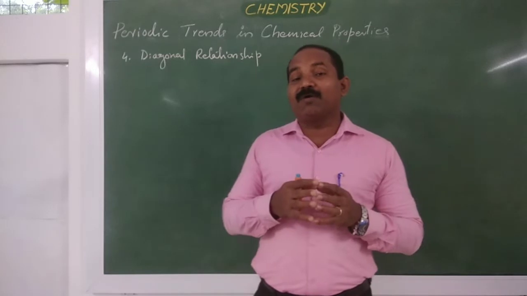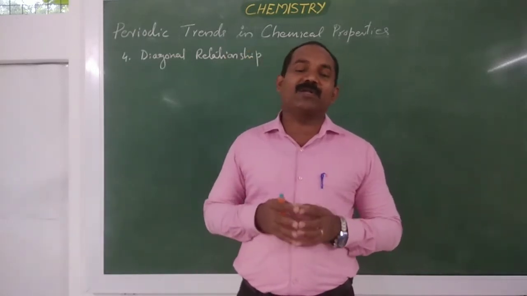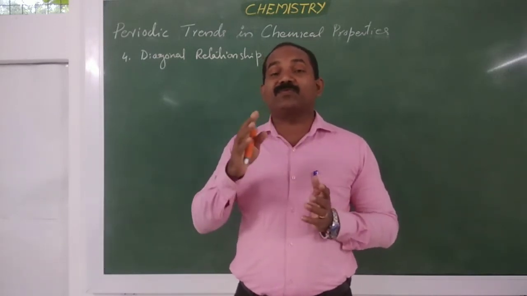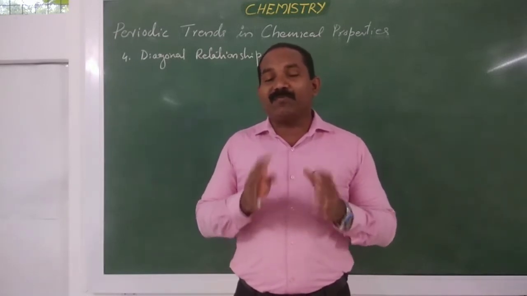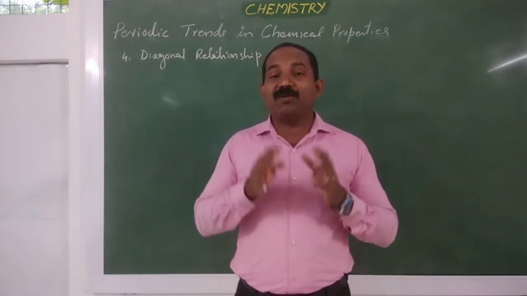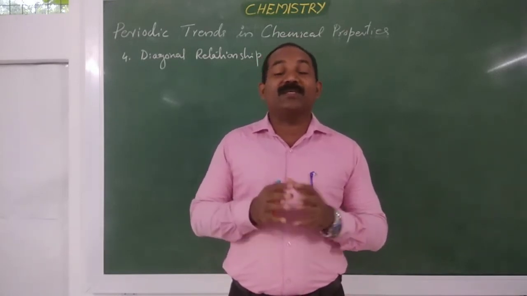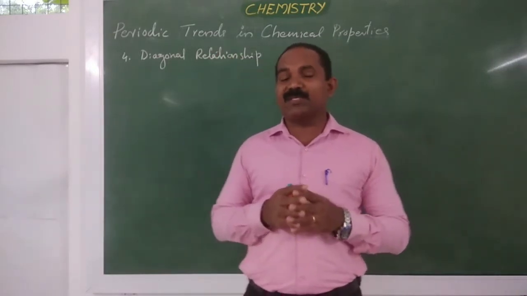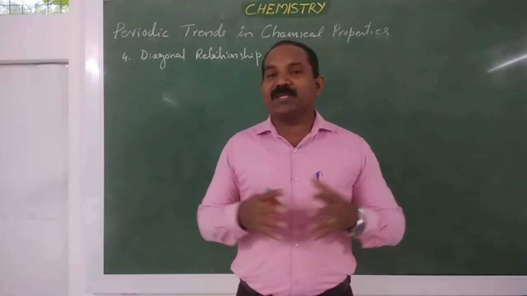The valency of an element in a group is the same because of the same electronic configuration. In the period, valency increases from left to right, then decreases. Valency is equal to the number of electrons in the valence shell, or it is equal to 8 minus the number of electrons in the valence shell. Electropositivity is the tendency to lose electrons, and it is also known as metallic character.